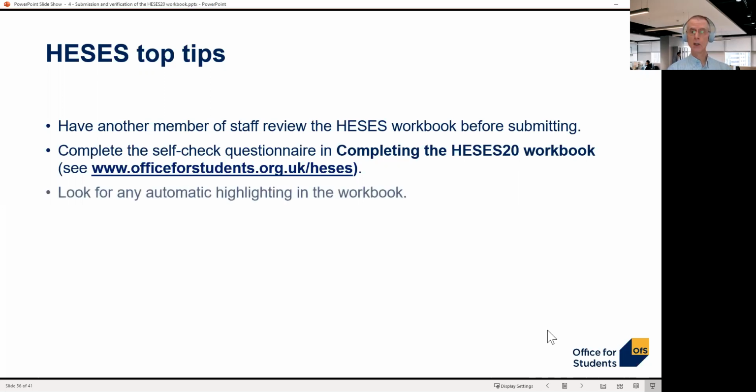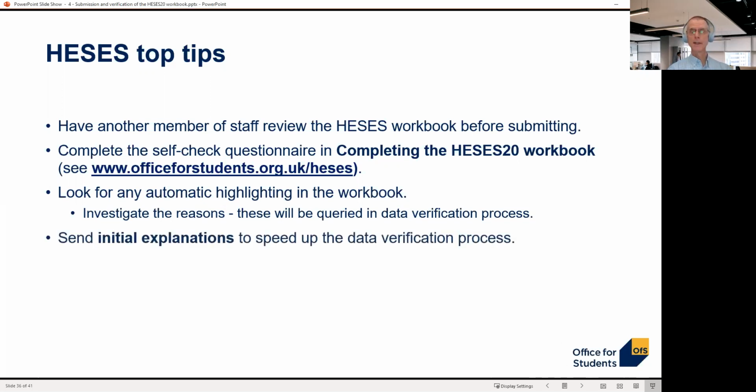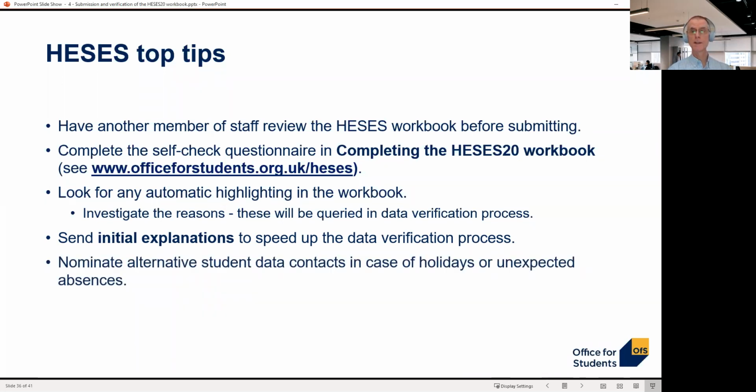As we've already been discussing, look for any automatic highlighting that the workbook has thrown up and investigate the reasons for that, because they're more than likely going to be queried in the data verification process. And as we've said already, although it's not mandatory, initial explanations can really speed things up. And again, without wishing to sound like a broken record, alternative contacts are a good thing for us as well, because that can help speed things up, particularly as we approach the holiday period, or for any other unexpected absences.